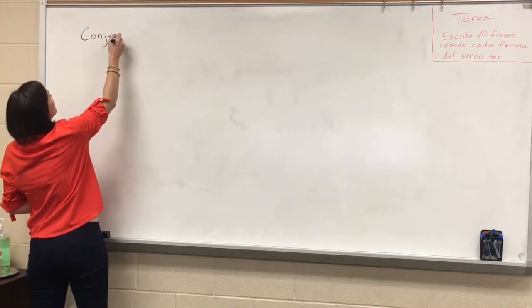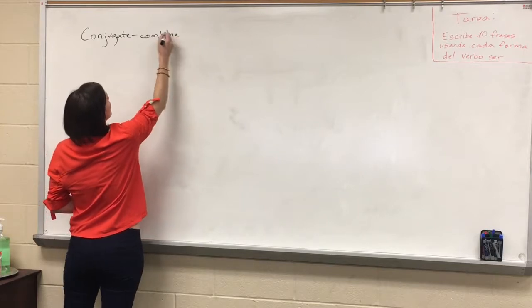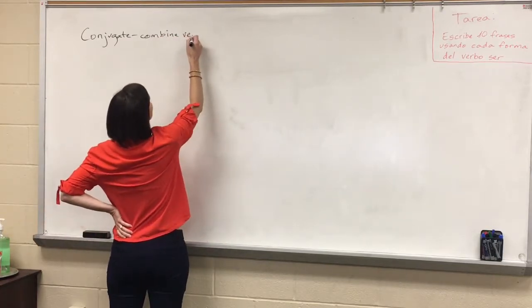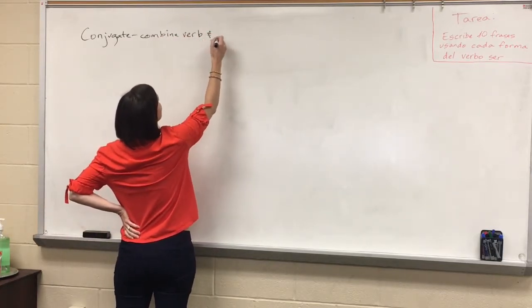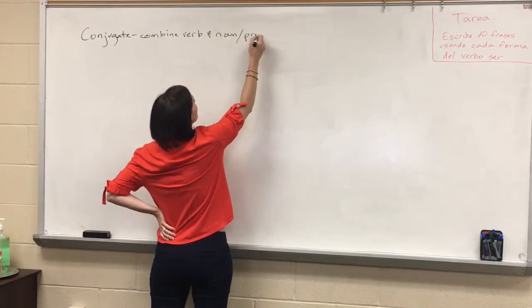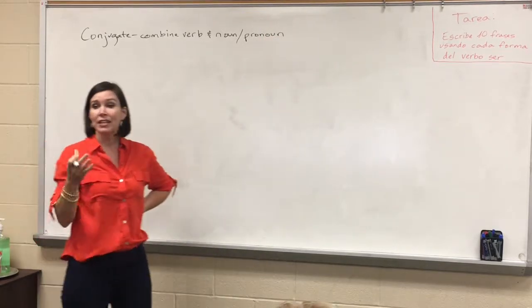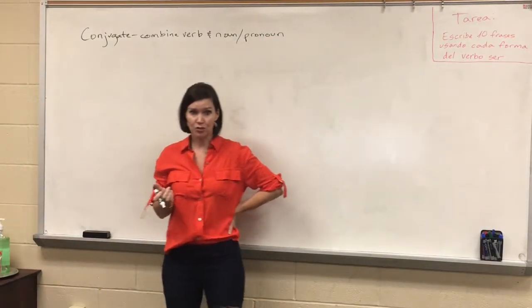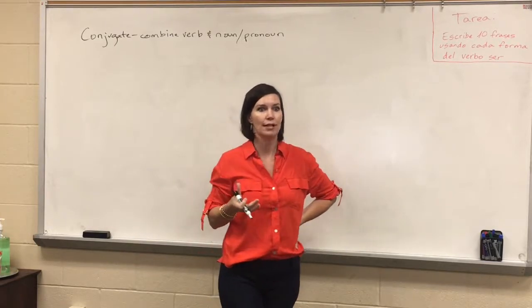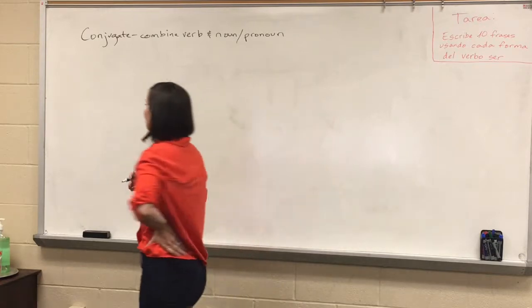Conjugate is when you combine a verb and a noun or a pronoun. Okay? Conjugate. So I'm going to give you an example in English first, so you know kind of what I'm talking about when I say conjugate.